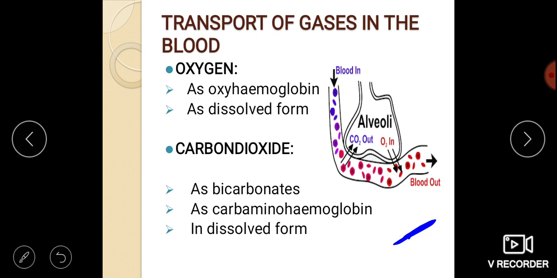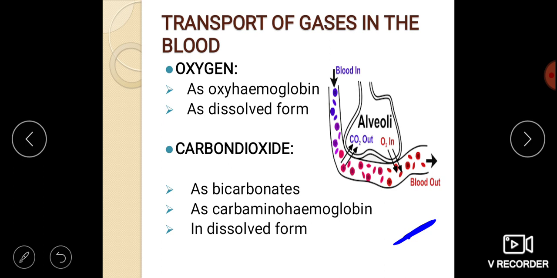How is oxygen being transported? As soon as oxygen comes in the blood, it combines with the hemoglobin, the red pigment which is present in the RBCs, and is transported to the body cells. Near about 97% of oxygen is transported in the form of oxyhemoglobin. The remaining 3% remains dissolved in the blood plasma and is transported.